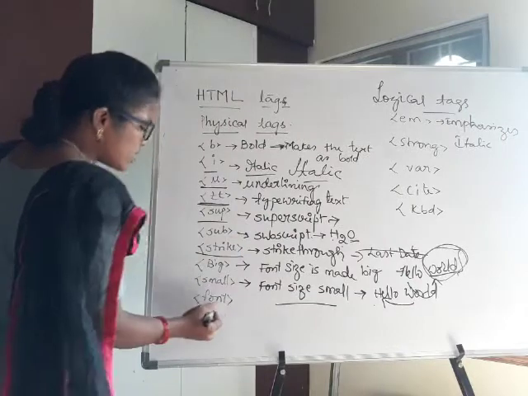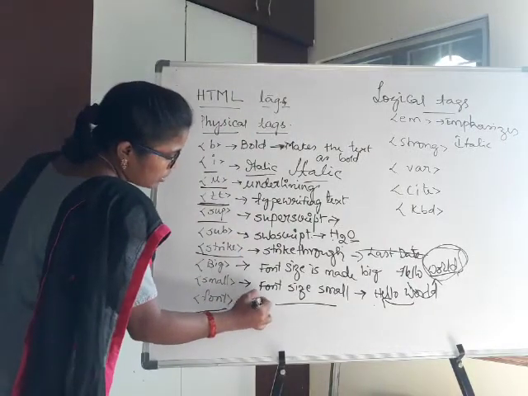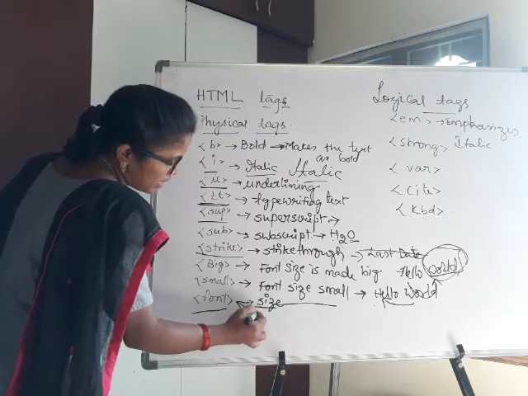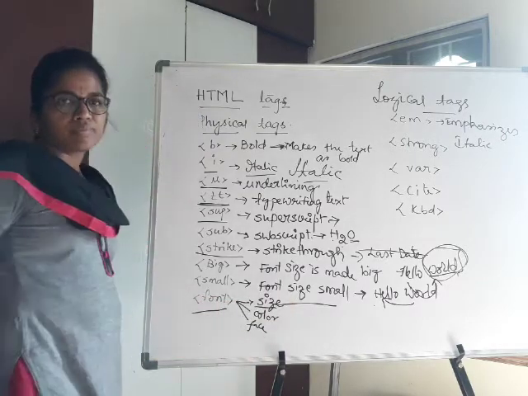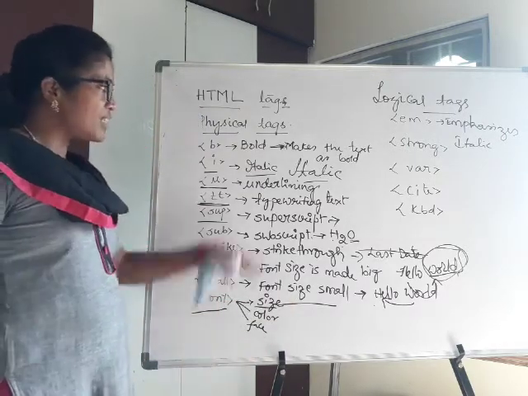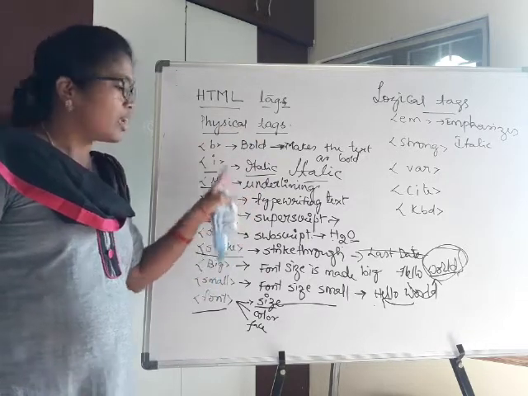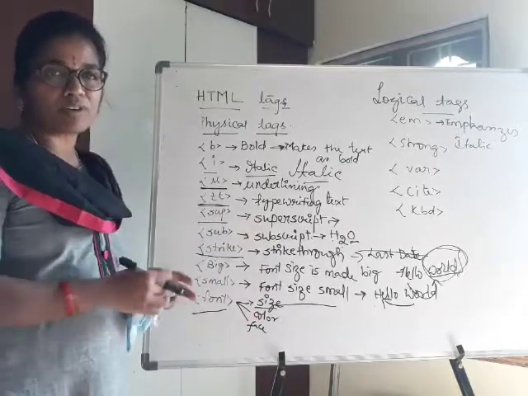Okay, next tag is font. Here we have different attributes. We use font to specify the size, color, and face. After this I will explain the different attributes available, what the meaning of attributes is, and explain example programs for this.